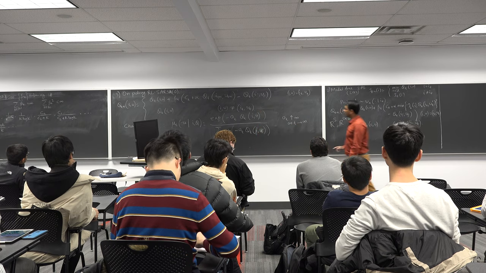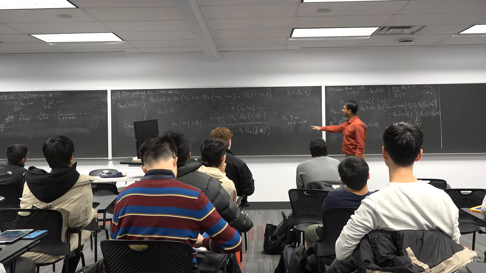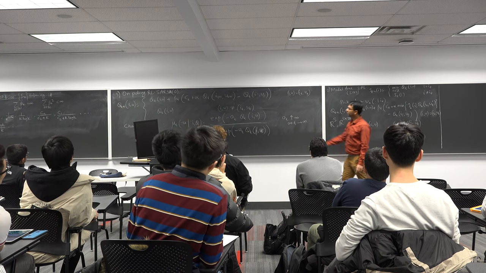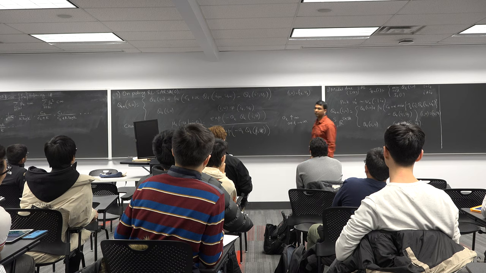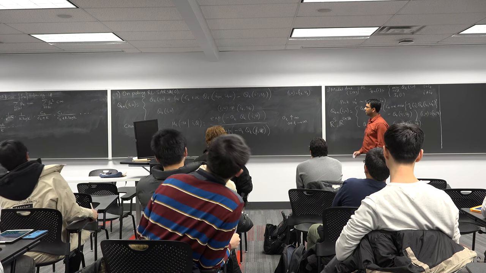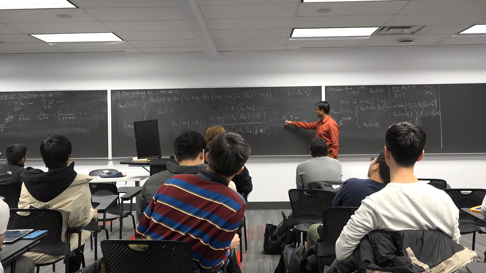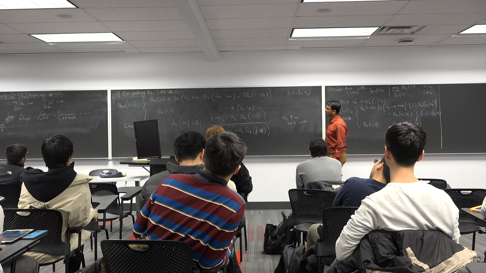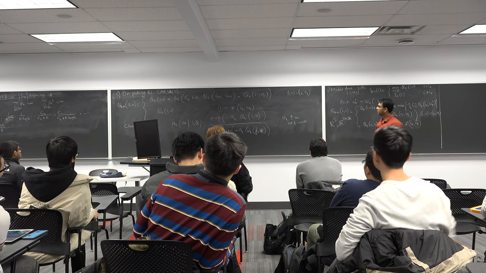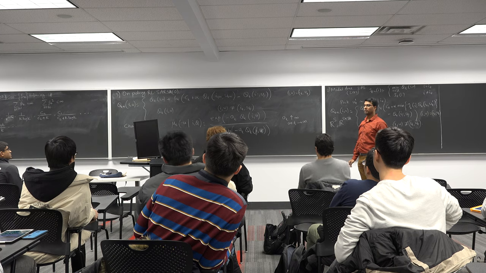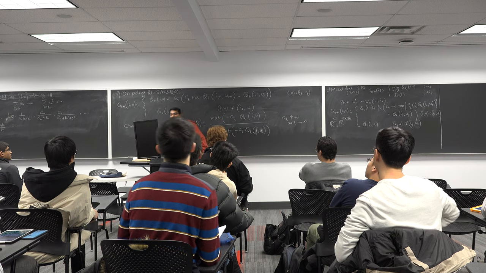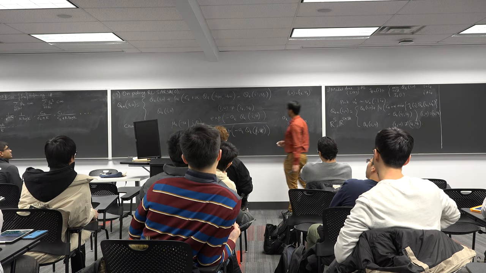So let me ask you, what happens when a_t goes to infinity? When t is very, very large and a_t is very close to infinity, where does mu_t put all its weight? Where Q_t is zero? Where Q_t is zero, right?